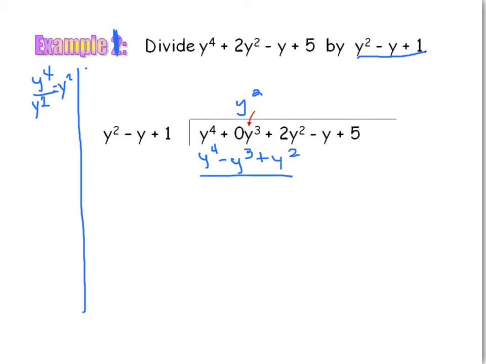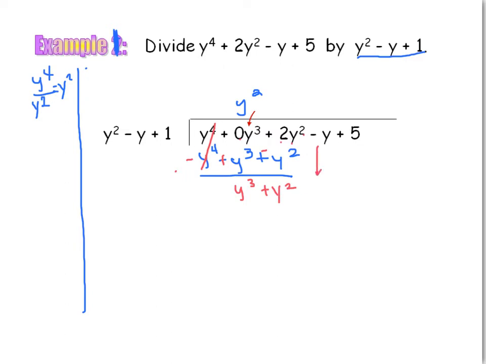Just like I did before, I'm going to subtract. The only difference is I'm going to subtract 1, 2, 3 terms, so I have to change all 3 signs. The first set should always cancel out. If it doesn't cancel out, you did something wrong. The second one, 0y cubed plus y cubed is 1y cubed. 2y squared minus y squared is 1y squared.